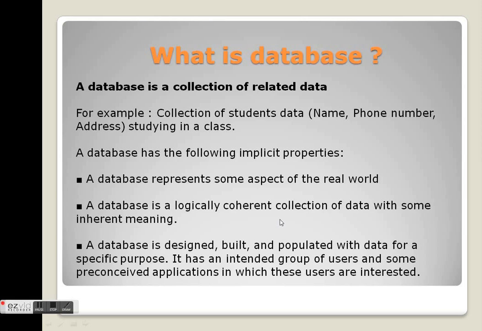Students, the database has some implicit properties. The first one is that the database represents some aspect of the real world. And the second one is the database is a logically coherent collection of data with some inherent meaning. And the third one is a database is designed, built, and populated with data for a specific purpose. It has an intended group of users and some preconceived applications in which these users are interested.